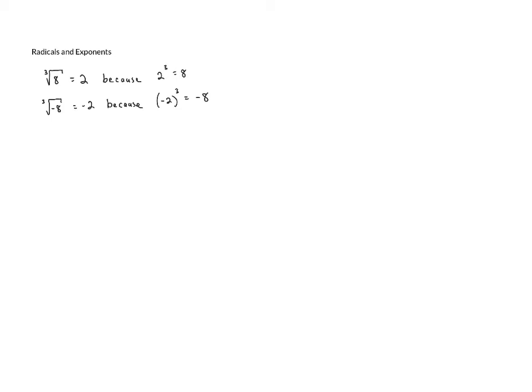Let's move on and look at an example of a fourth root. Here, we'll look at the fourth root of 81. In this case, we're asking what number can we raise to the 4th power and end up with 81. And in this case, the answer is 3. If we take 3 times 3 times 3 times 3, that gives us 81. So the fourth root of 81 is 3.